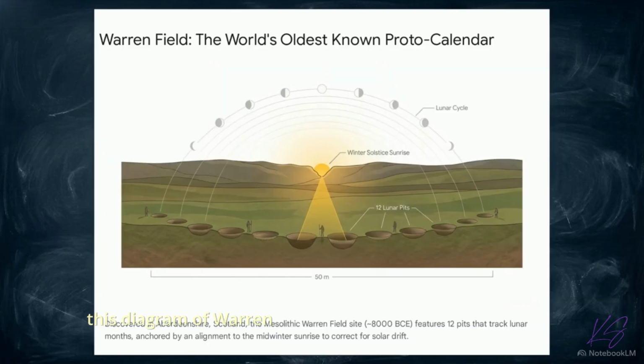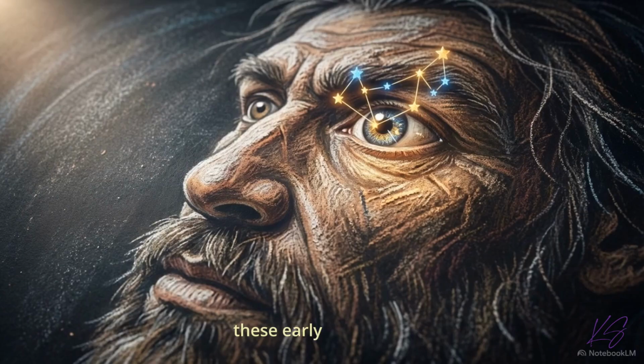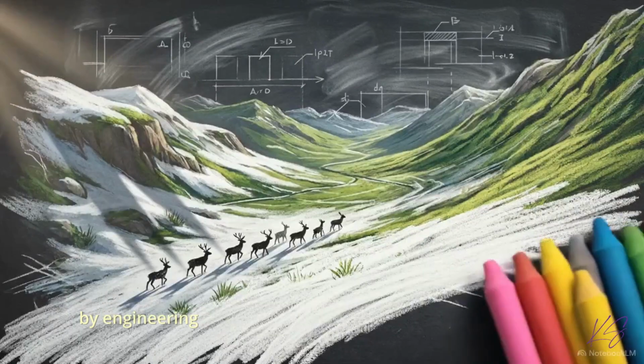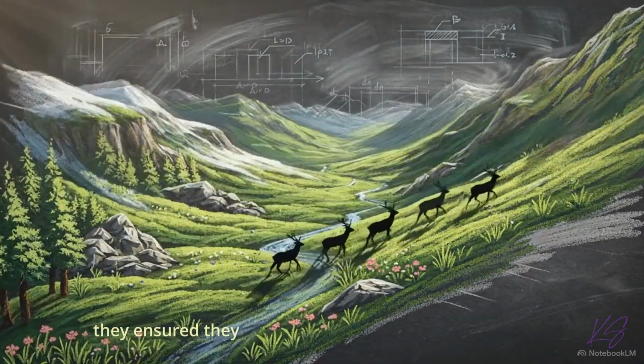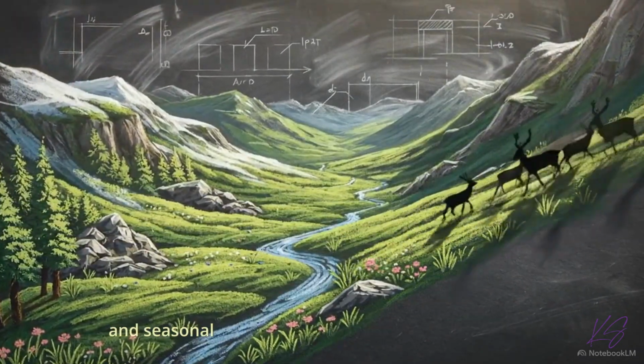This diagram of Warren Field shows a 50-meter arc of 12 pits designed to mimic lunar months. Crucially, the monument is calibrated to the midwinter sunrise. By aligning to this solar event, builders could resynchronize their lunar counting with the solar year. These early humans recognized that celestial bodies were moving at different speeds. By engineering landscape-scale architecture to correct for solar drift, they ensured they could anticipate animal movements and seasonal changes with mathematical certainty.